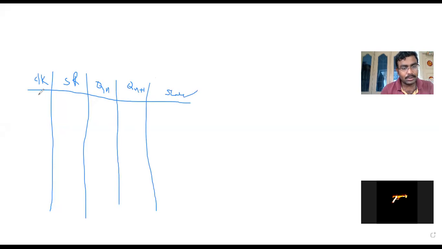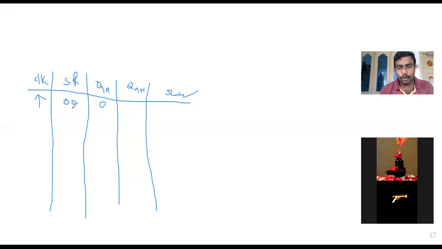Now guys, let us assume that we are going with a positive edge triggered SR flip-flop. What is the first input combination? Zero, zero. And let us assume that our present state is also 0. If your SR flip-flop is given 0, 0 input, what state will it move to? No change.